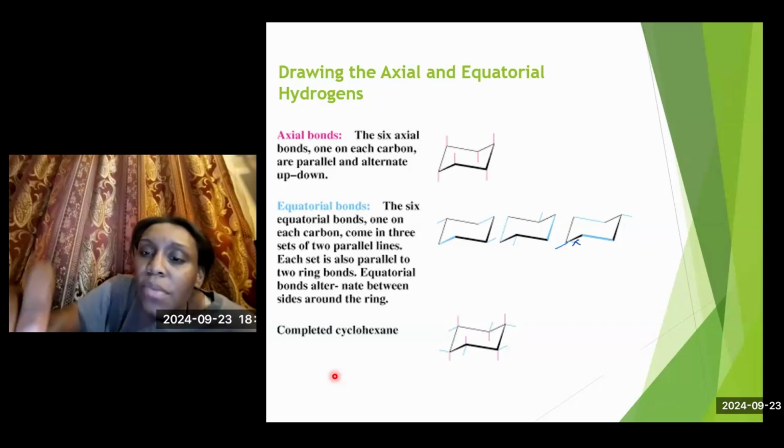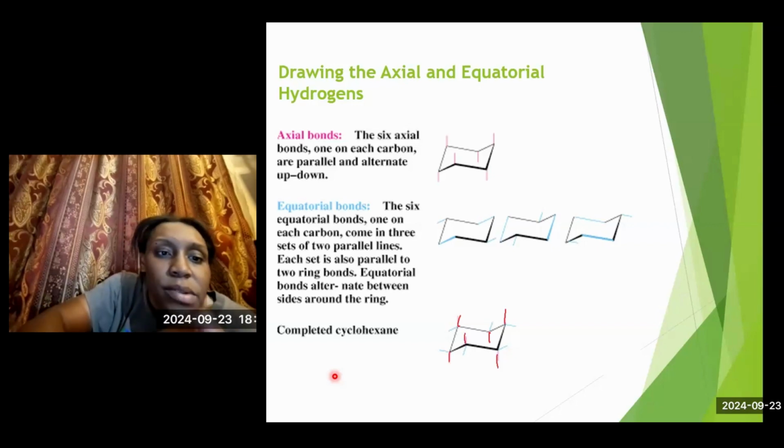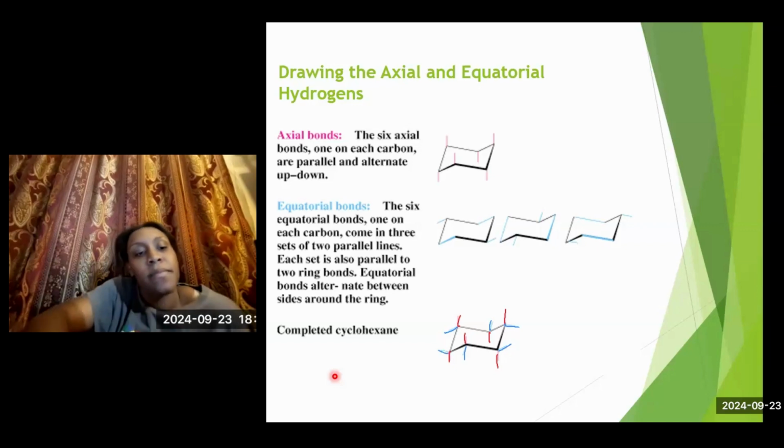All right. So again, axials. Let me change colors. Axials go in the direction of the angle, and equatorials go out and away from the angles. All right.